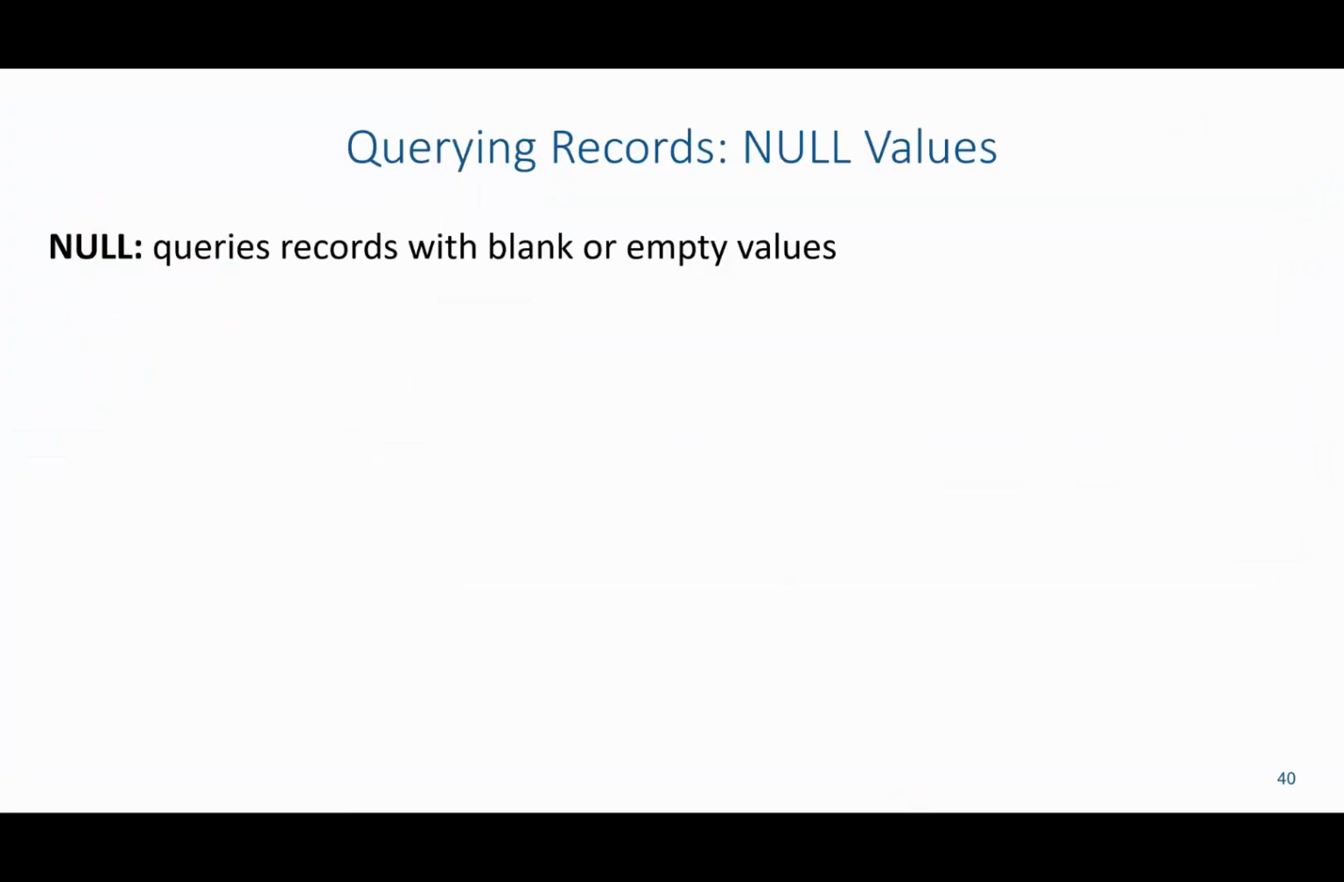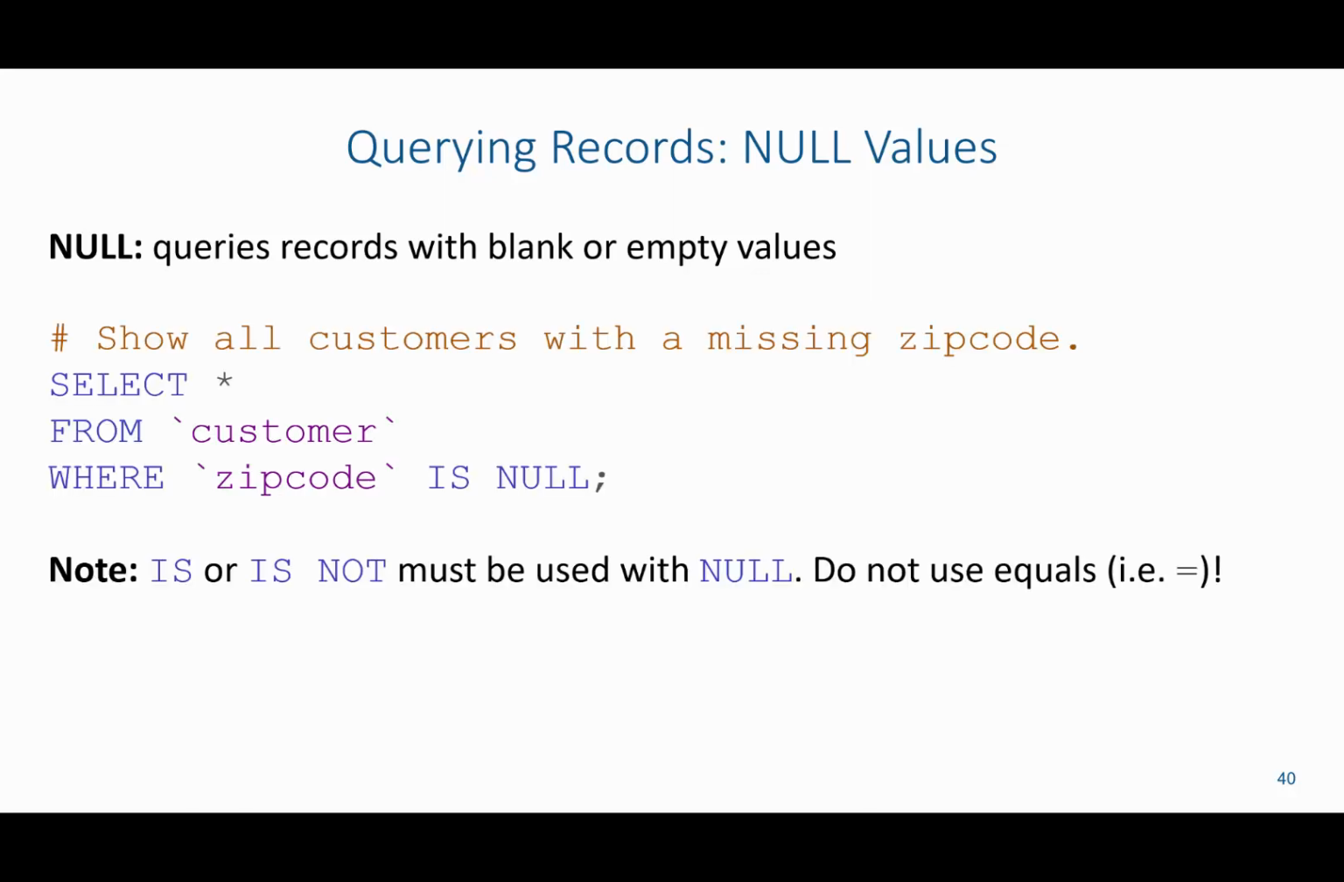Alright, the next thing we're going to evaluate when querying records is null values. Null values are basically anything that has empty or blank values. We're going to use the null keyword, so we're going to check if it is null or is not null. If we're asked to show all customers with a missing zip code, we'd say select star from the customer where zip code is null. We wouldn't say where zip code equals null. We have to use the is command.